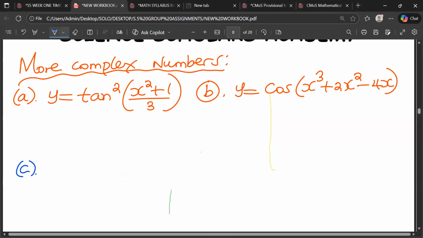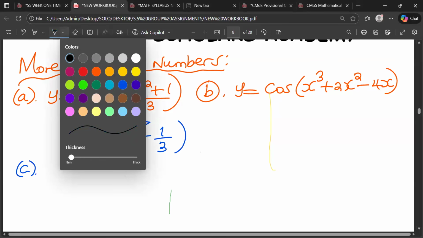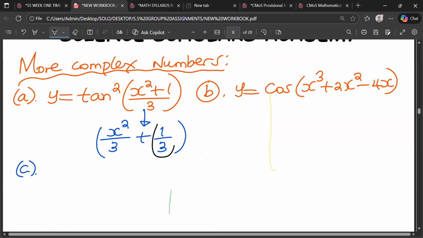So you people, just to give you a hint, are you seeing this one? You're supposed to split it and say it will become x squared over 3 plus 1 over 3. That's the only problem I see. They're just splitting this so that as you're differentiating it, you can understand that when this one is differentiated, it is a constant, it will become a 0. Then you handle this. That's the only thing I'm saying. Then this one is obvious.